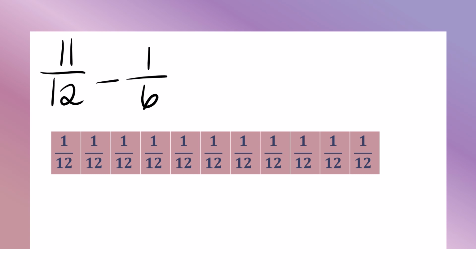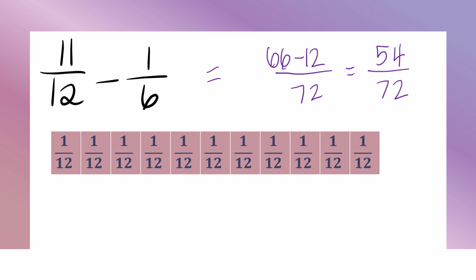All right, so if you wanted to do it with the little algorithm like we just learned, you would do 66 minus 12 over 72. 66 minus 12, let's see, 6 minus the 1 is going to be 5. 6 minus the 2 is going to be 4. So 54 over 72. All right, and let's look at it with the bar model.